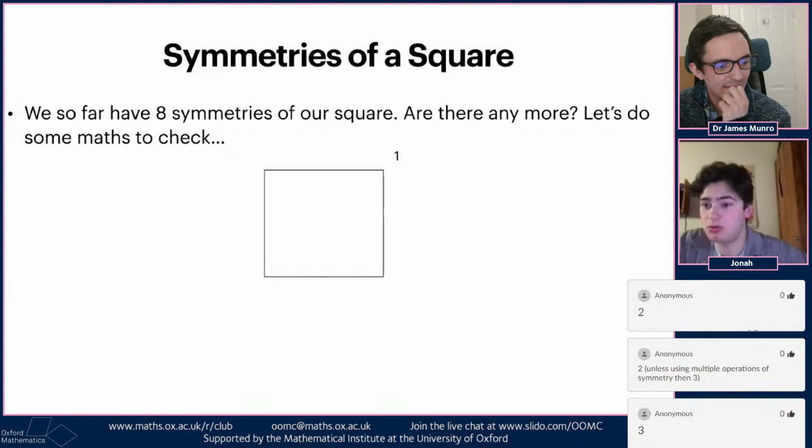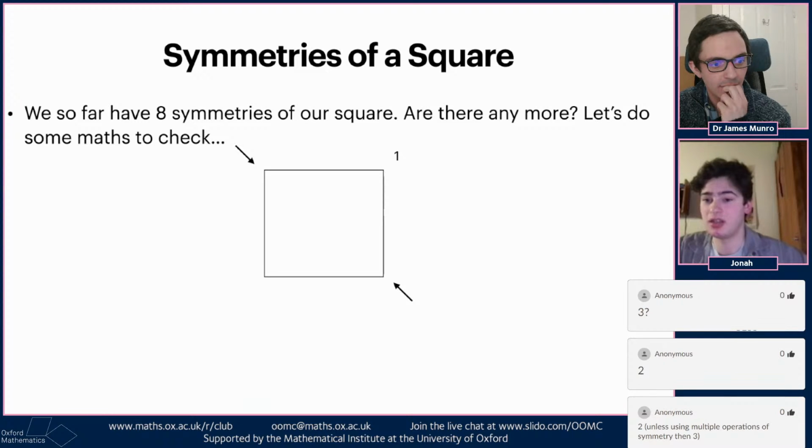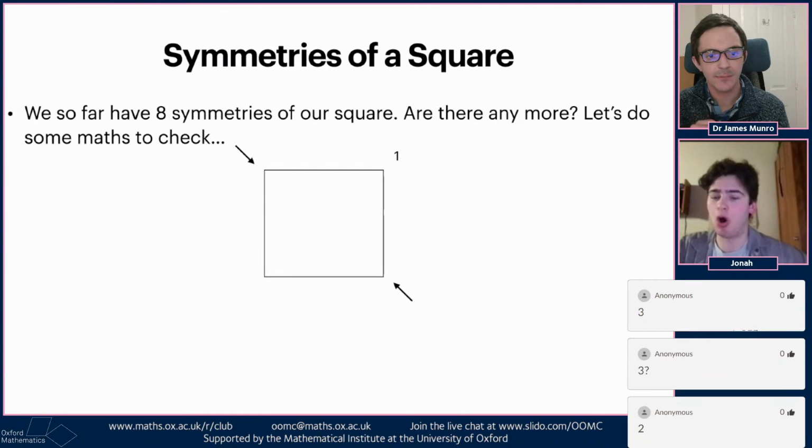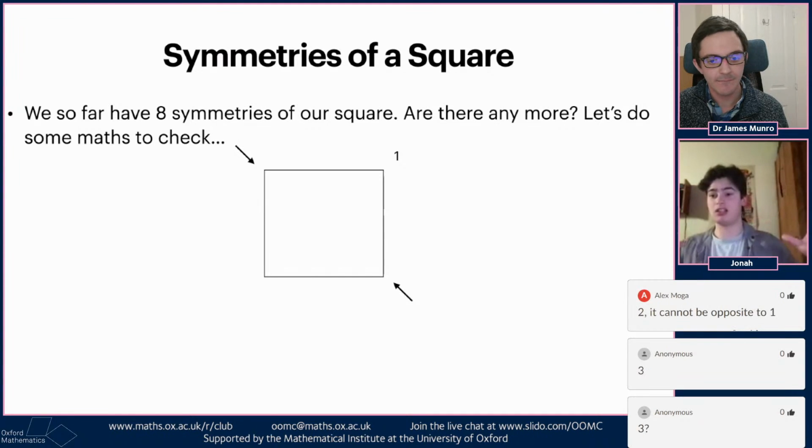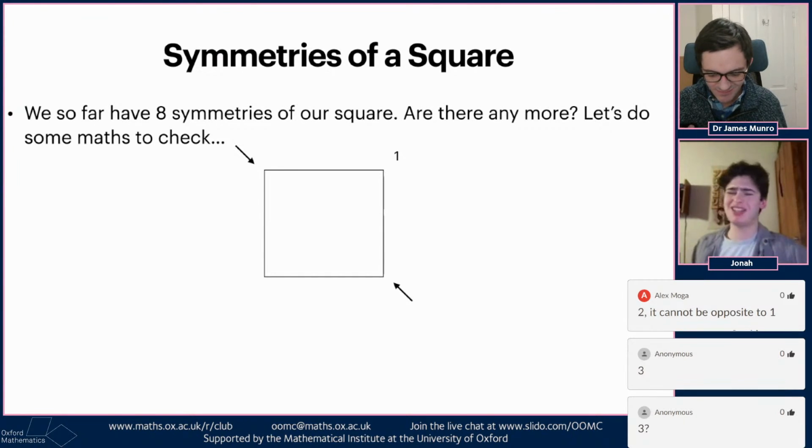Where can we send corner 2? Well, in fact, there are only 2 possibilities of where we can send corner 2. And you might want to think about that. Why can we not send corner 2 to the one opposite corner 1? Well, originally, we had corner 1 and 2 connected by a straight line. So in order to send 2 to the corner opposite 1, we'd have to break that edge between 1 and 2. Why is that not allowed?